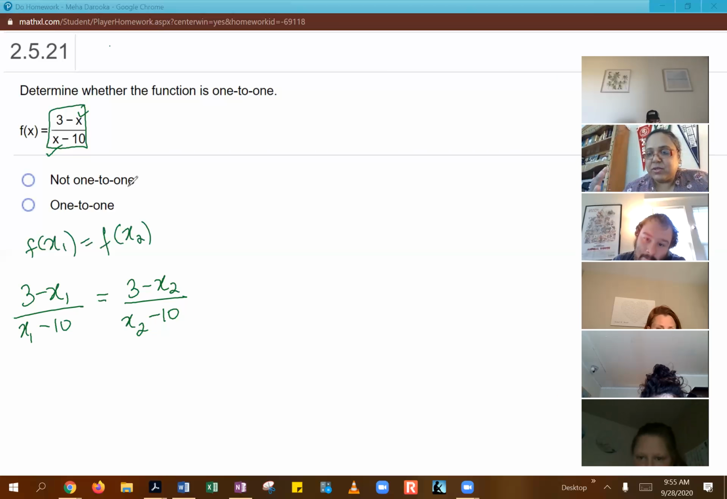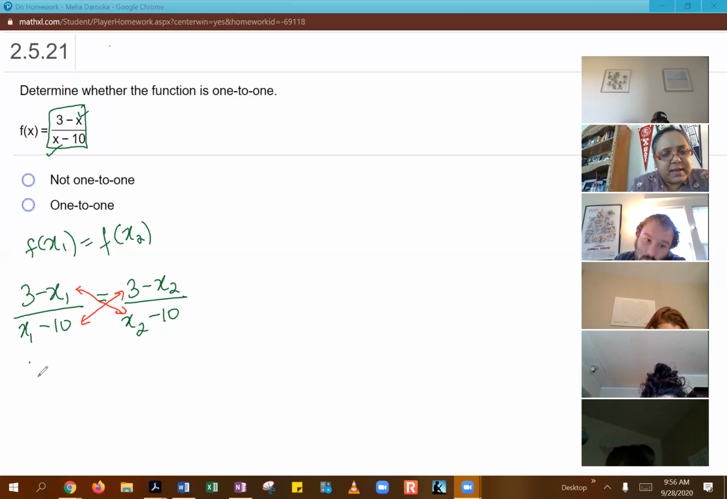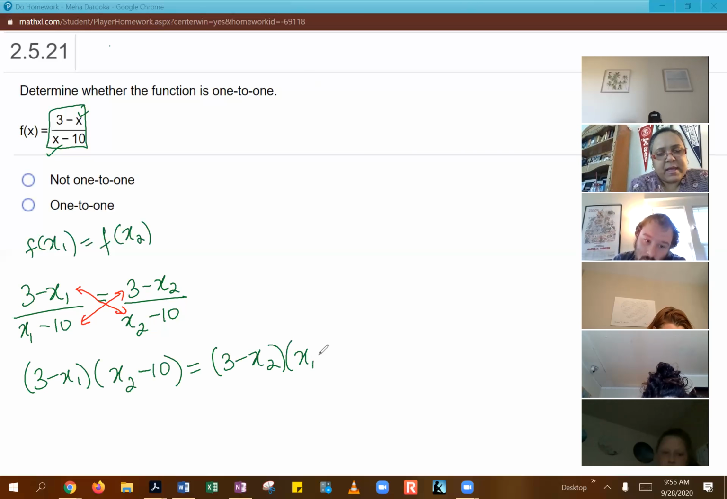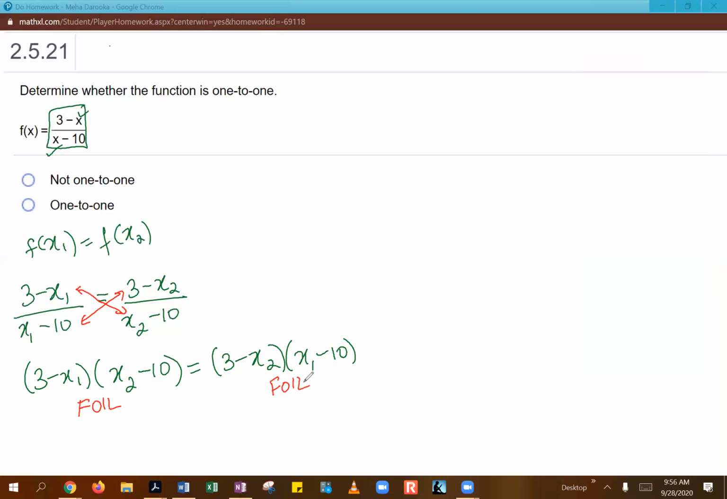So this is where we're going to use algebra to try and simplify this. The first thing we do, and we've kind of talked about this before, is start with cross product, okay? So when you do cross product, we are multiplying 3 minus x1 with x2 minus 10. On the other side, we are multiplying 3 minus x2 with x1 minus 10. And again, since they are both binomial terms, on both sides you have to do FOIL. So take it slow, don't rush through this.